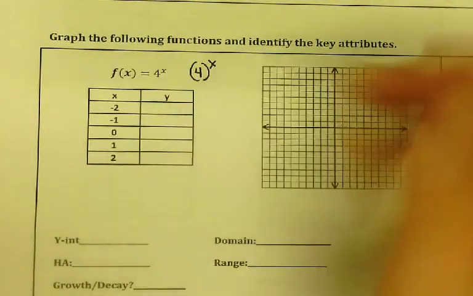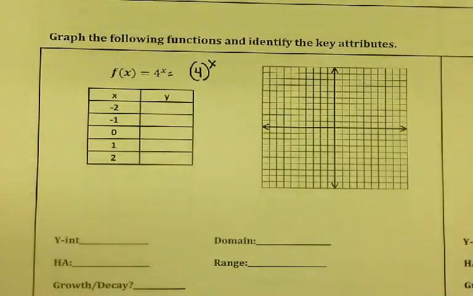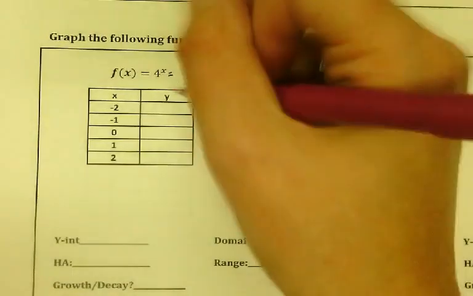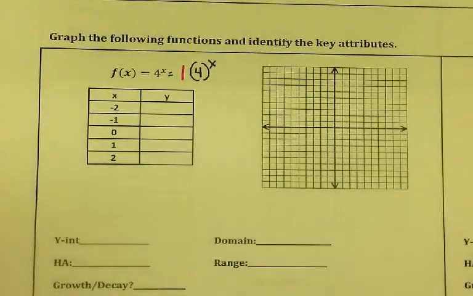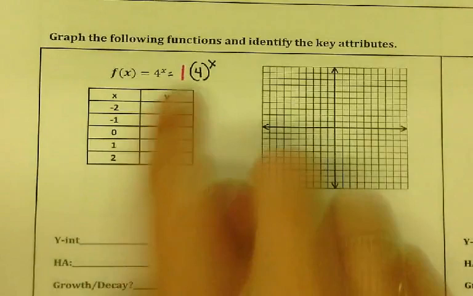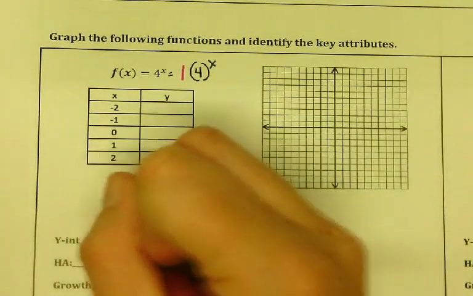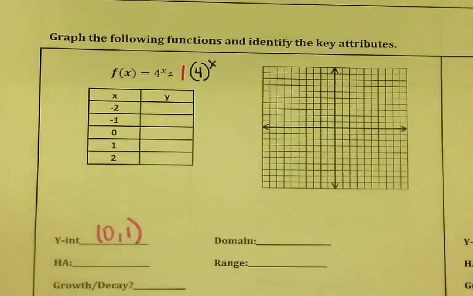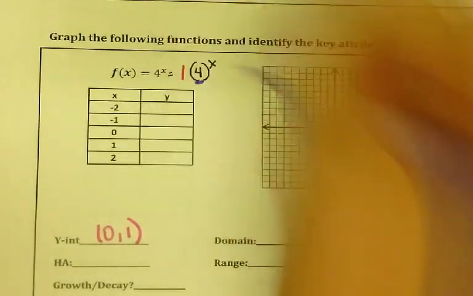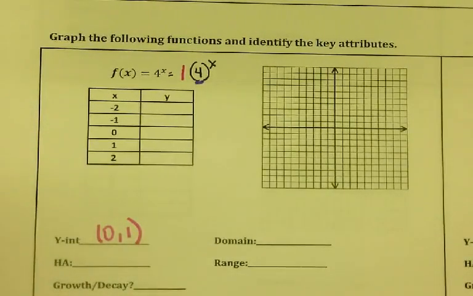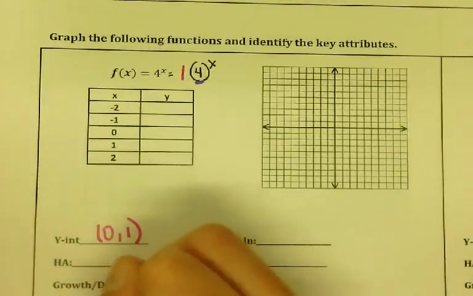Okay, so because I like to write it with parentheses, I think it's a little bit easier sometimes to identify your A and your B value. In this case, my A value is the number in front of that, which is just a 1. So we know that my y-intercept is going to need to be (0, 1). And then my B value is this 4 right here. So my B is equal to 4.